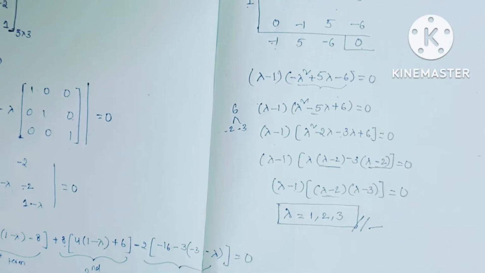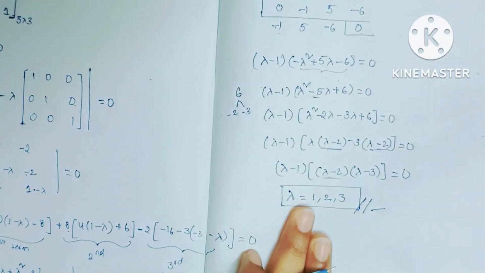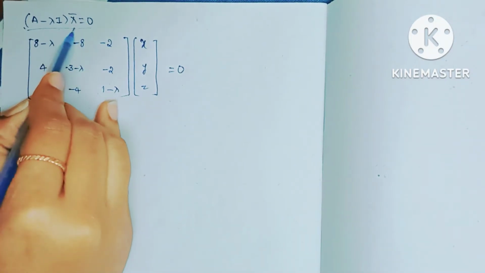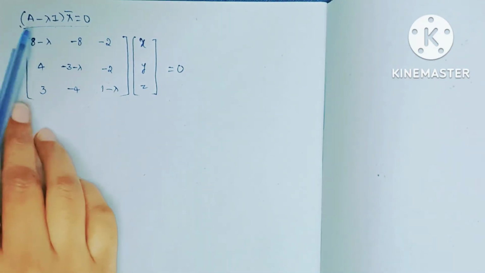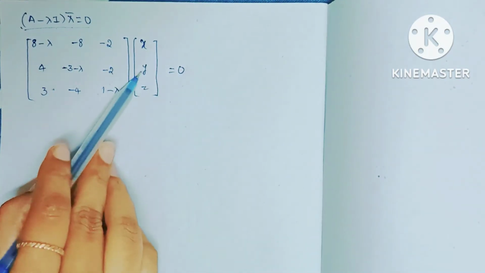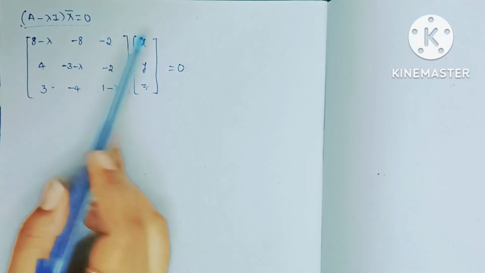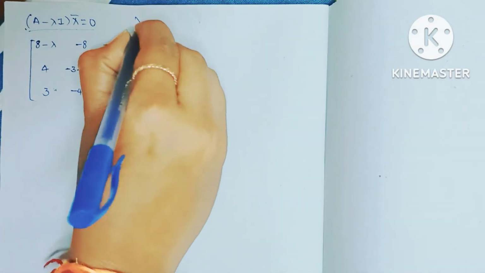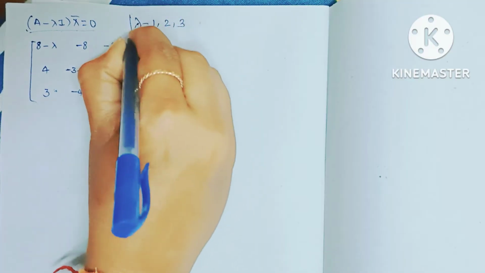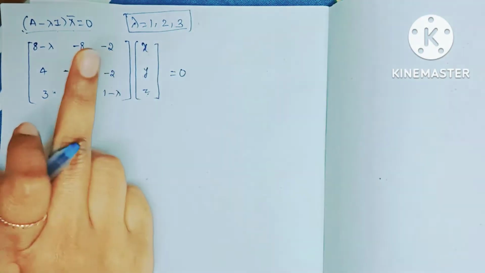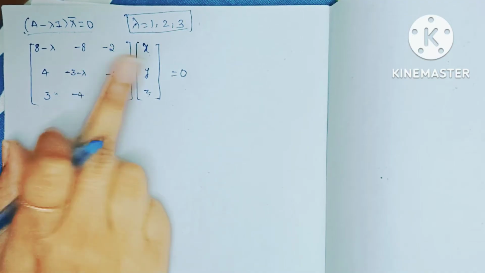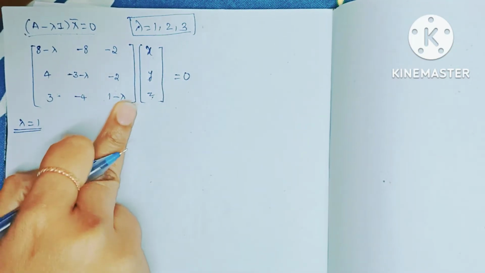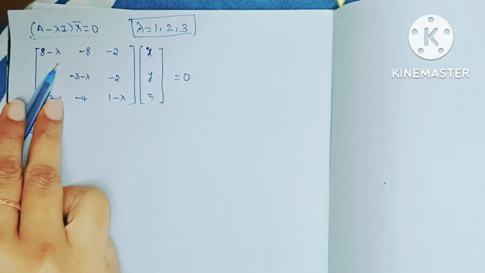Now we will see how to find the eigenvectors for these values. The equation for the eigenvector is A minus lambda I into x bar equal to 0. So I wrote the A minus lambda I matrix, and x bar is x, y, z. We can assume x1, x2, x3 also as the x vector, anything is okay. We know that lambda equal to 1, 2, 3 are the eigenvalues which we got for this matrix. First, for lambda equal to 1 we are finding eigenvectors. Substitute lambda equal to 1 in this matrix.